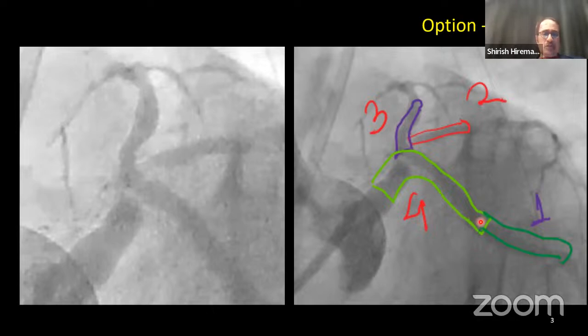Right was also equally big vessel, but circ was also a dominant vessel. And we thought the diameter of the circumflex matched better with left main compared to the diameter of LAD and left main. So we decided to put stents like this.